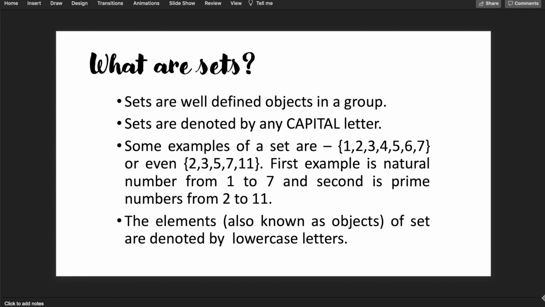And the next example is 2, 3, 5, 7, 11. Also, when you're saying this, you don't have to say curly brackets 2, comma 3. Just say 2, 3, 5, 7, 11. People will understand. The first example is natural numbers from 1 to 7. And the second one is prime numbers from 2 to 11. So the examples I have taken here to start off with are extremely basic. This is not what you usually find when you're doing sets. Okay, so the elements, also known as objects of a set, are denoted by lowercase letters.